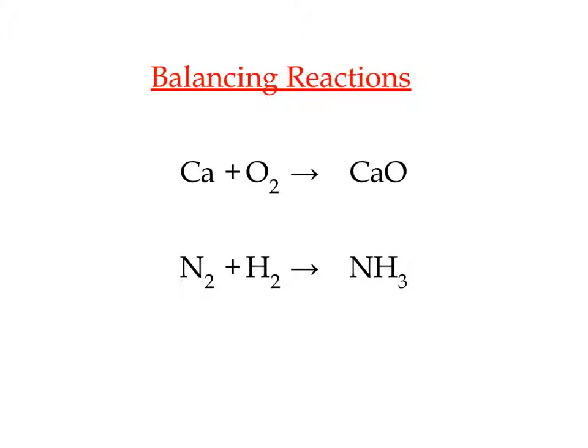The law of conservation of matter says that no matter is created or destroyed. So the number of calciums should be equal on both sides, and the number of oxygens should be equal on both sides. To balance that reaction, we're going to put big numbers in the front called coefficients. I have two oxygens on the left, only one on the right, so I would put a big number in the front to balance out that reaction.